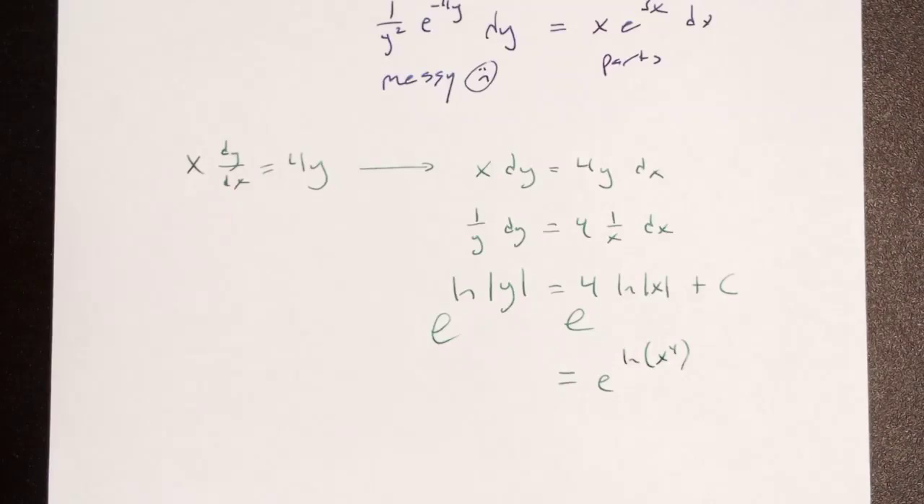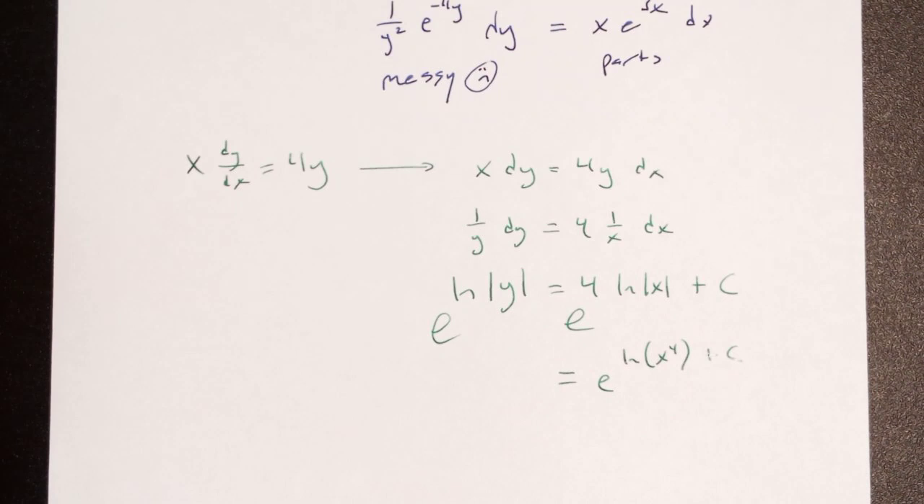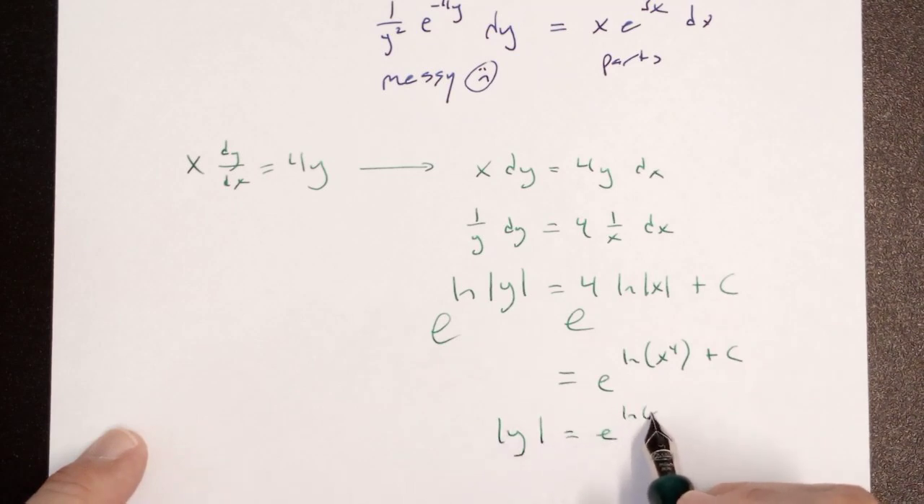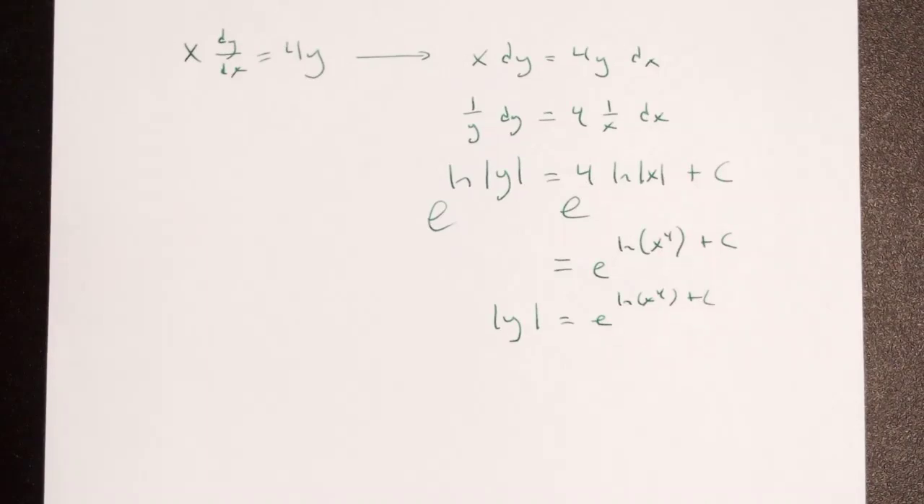What happened to my absolute value? I promise I didn't get rid of it for no reason. There is a reason I can throw it away. I'm raising to an even power. So now I have absolute value of y equals e to the ln of x to the fourth plus c. Wait a minute, this addition is screwing me up. I can't cancel because of the plus. I could cancel the e and the ln, but there's that plus c that's not part of the ln.